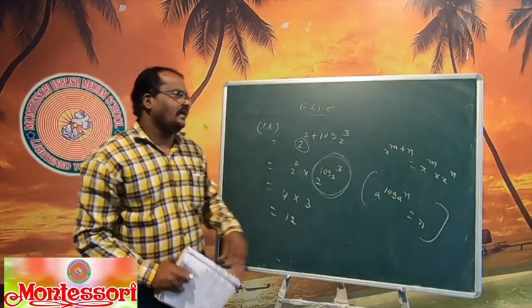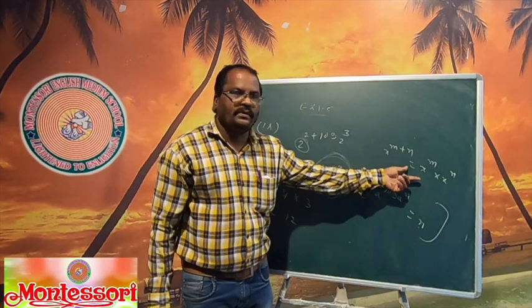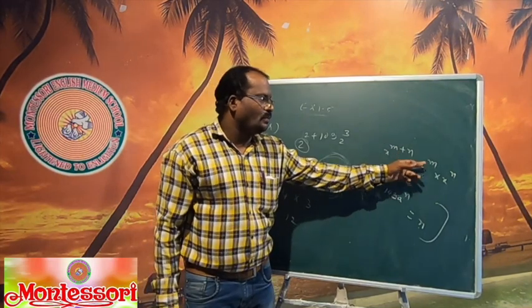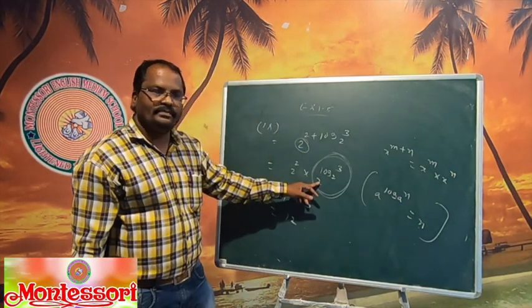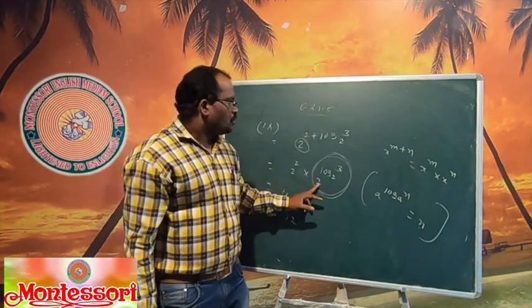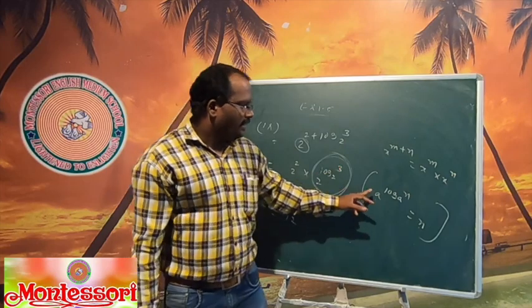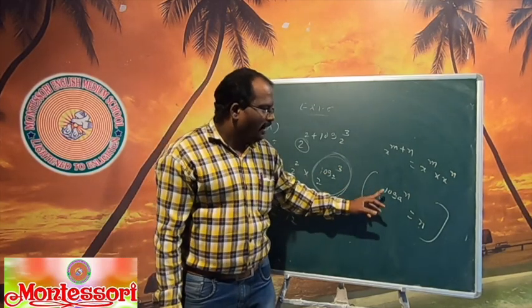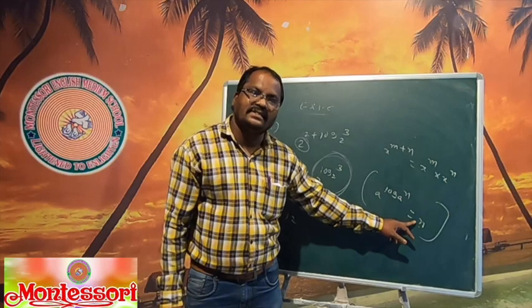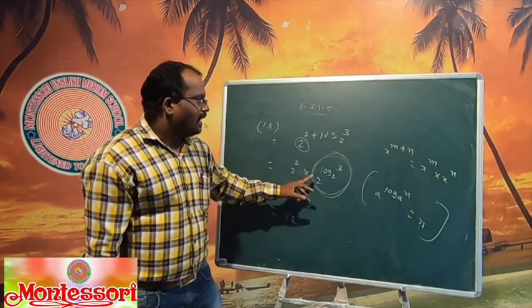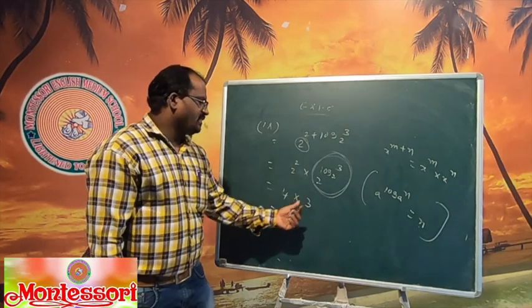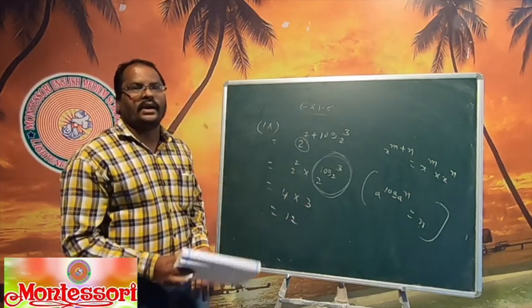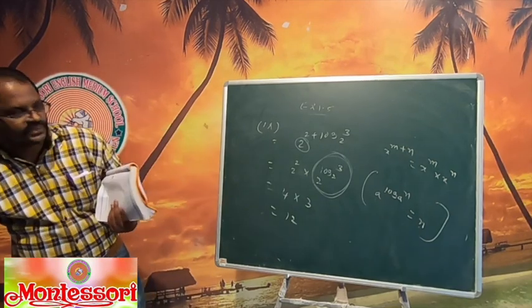Once again, now we have to fill in the expanded form. x power m plus n is equal to x power m into x power n. First of all, you get that. Then, 2 log of 2 cube. Once again, a log of a power n is equal to what? n. Here a means 2, n means 3. So the answer is 3. 4 times 3 is how much? 12. Okay. Now you write your homework questions.